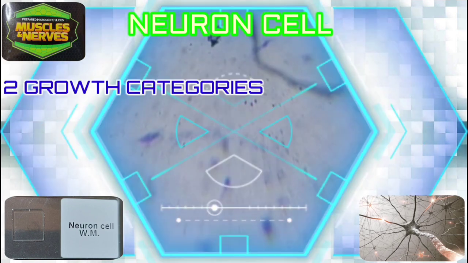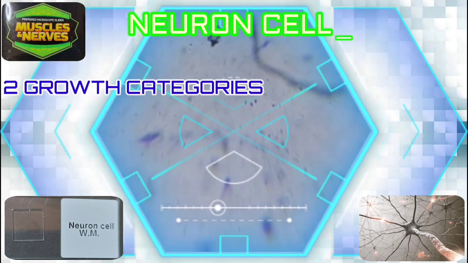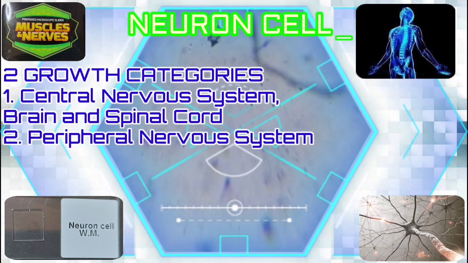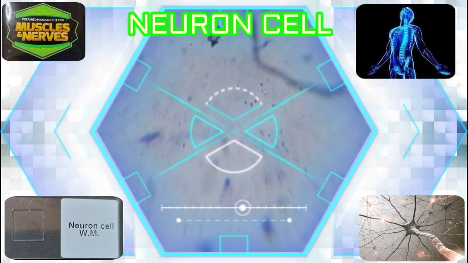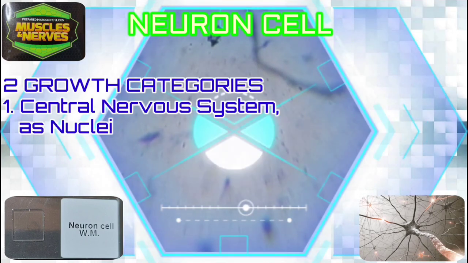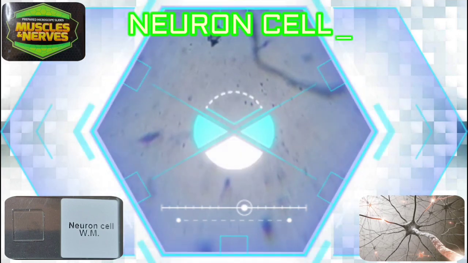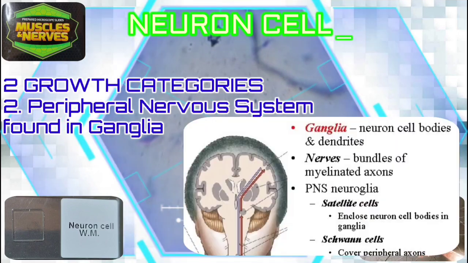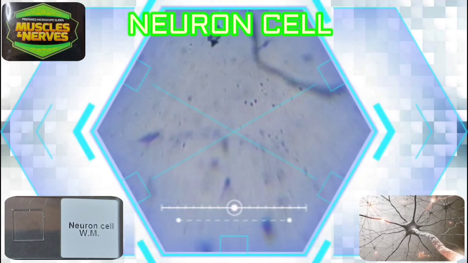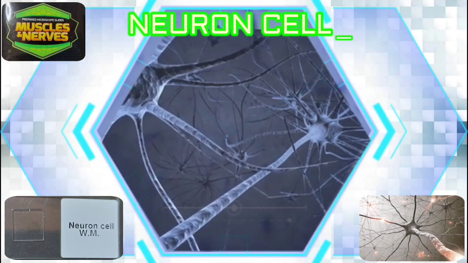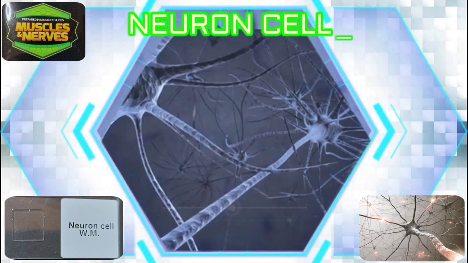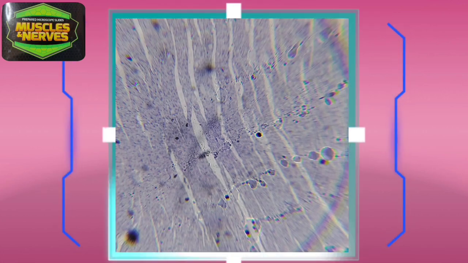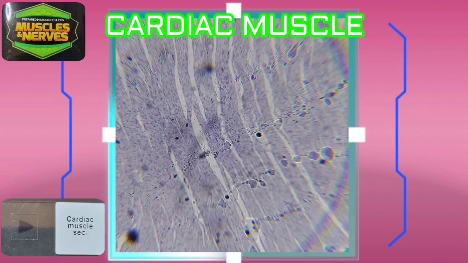Neurons have been grouped into two broad categories: those found in the central nervous system, brain and spinal cord, and those in the peripheral nervous system. In the central nervous system, they are found in clusters referred to as nuclei, or in layers also known as laminae. However, in the peripheral nervous system, they are found in ganglia. Neurons are able to communicate with each other and with end organs, with the muscles and glands, with the aid of neurotransmitters. What we are looking at right now is a cardiac muscle cross-section.